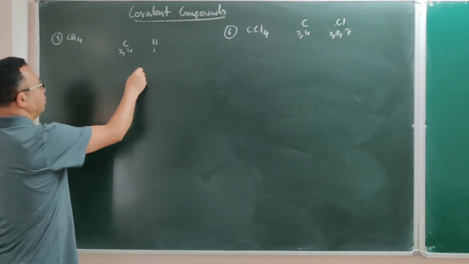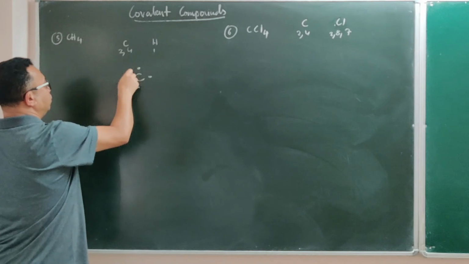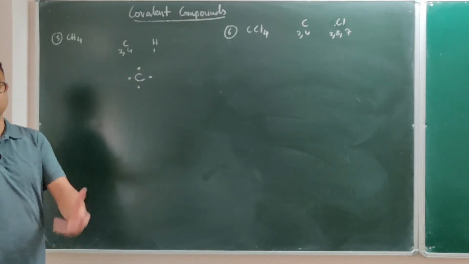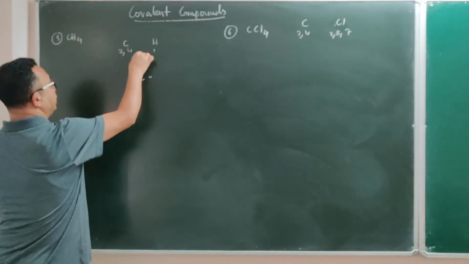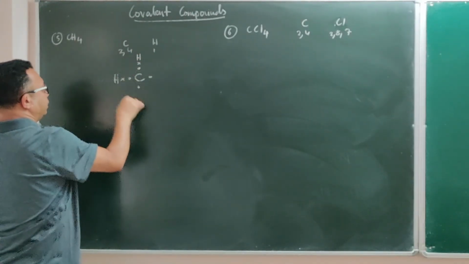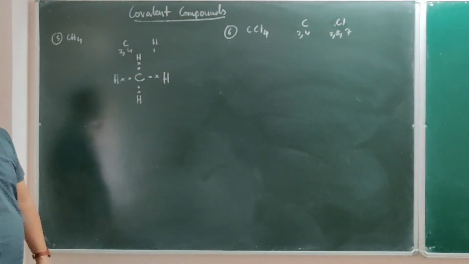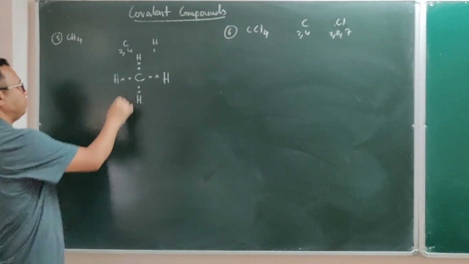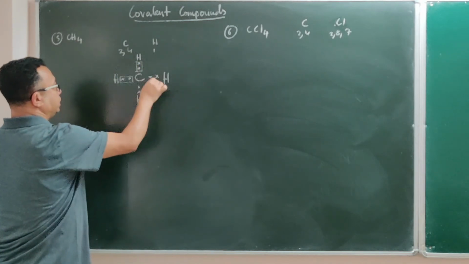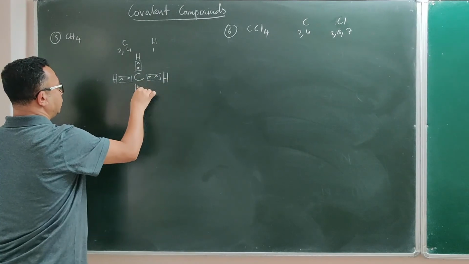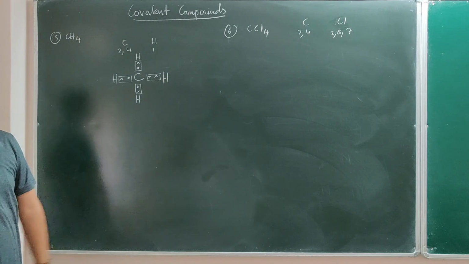If I make the structure of carbon, 1, 2, 3, 4, its outermost shell has 4, so it is not happy. But there are four hydrogens. One hydrogen I make here, second hydrogen here, third hydrogen here, and fourth hydrogen here. To get a duplet configuration, one hydrogen will share a pair of electrons here, another hydrogen will share here, the third hydrogen will share here, and the fourth hydrogen will share here. Now all hydrogens are duplet. They are very happy, stable.